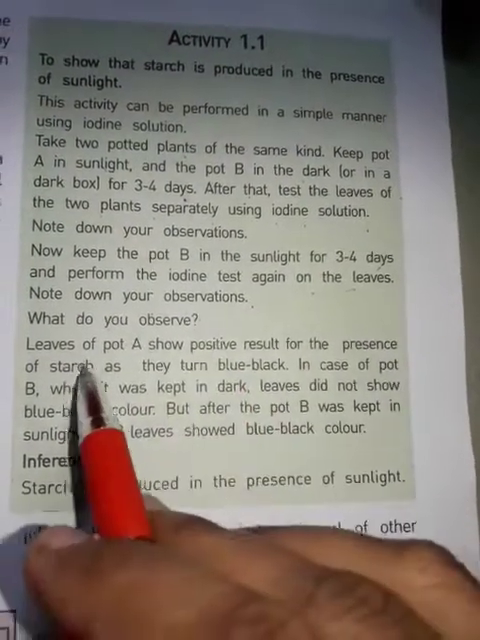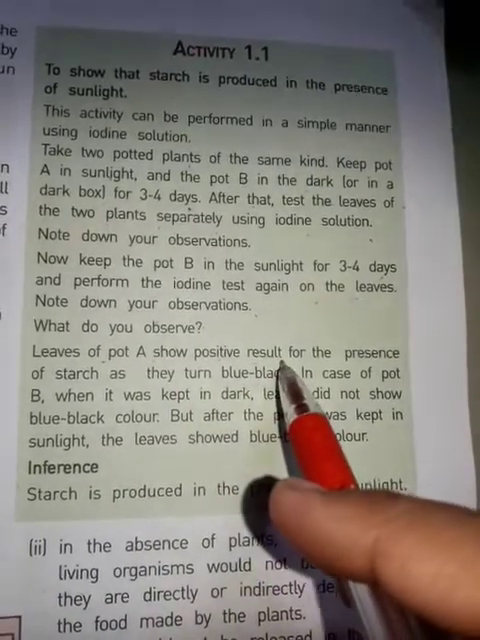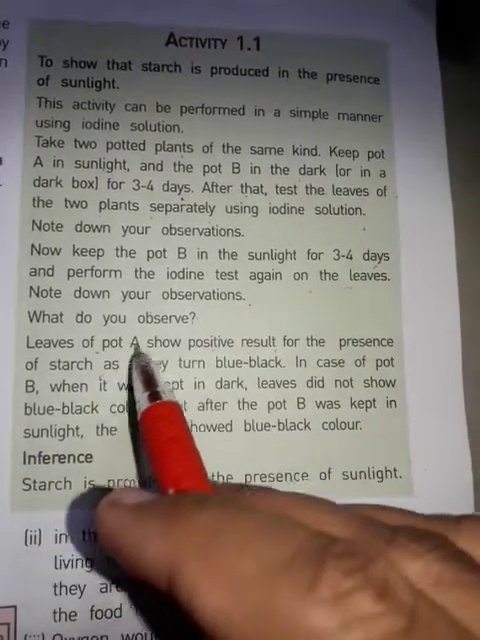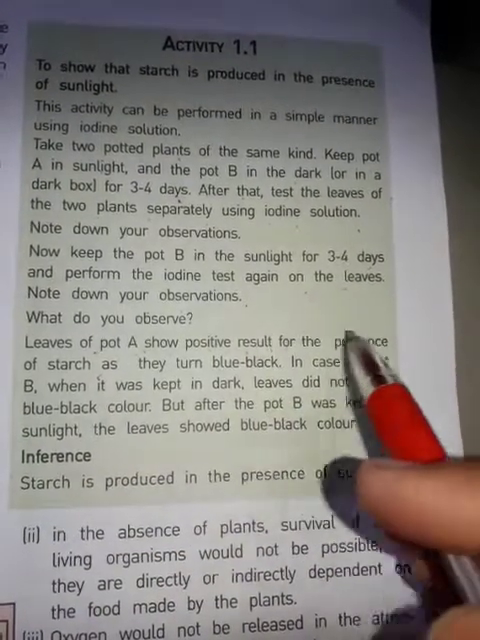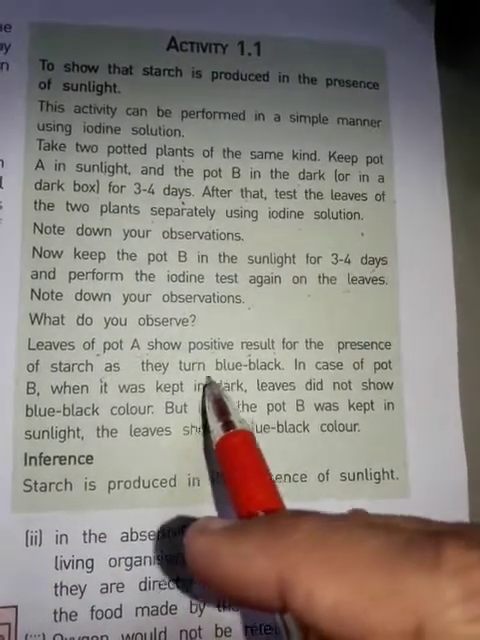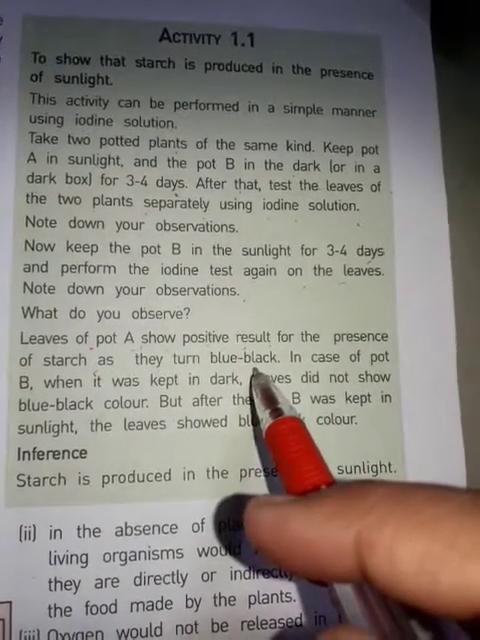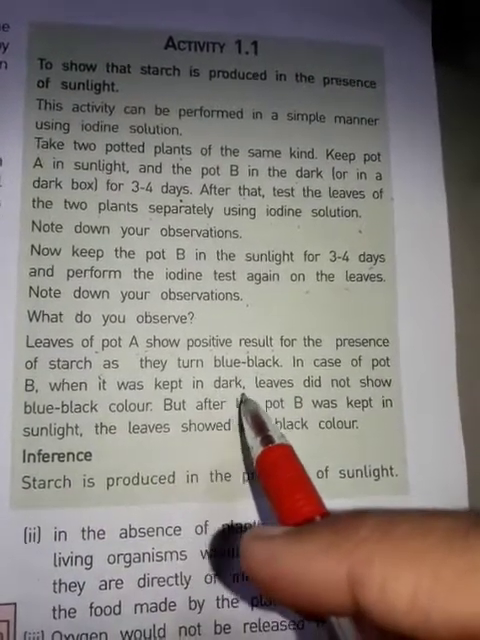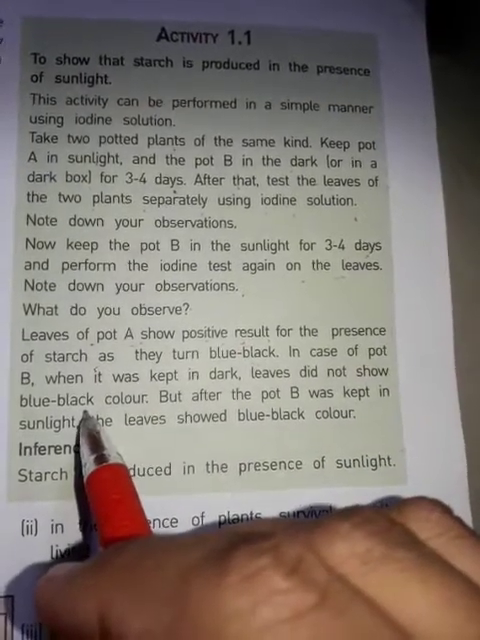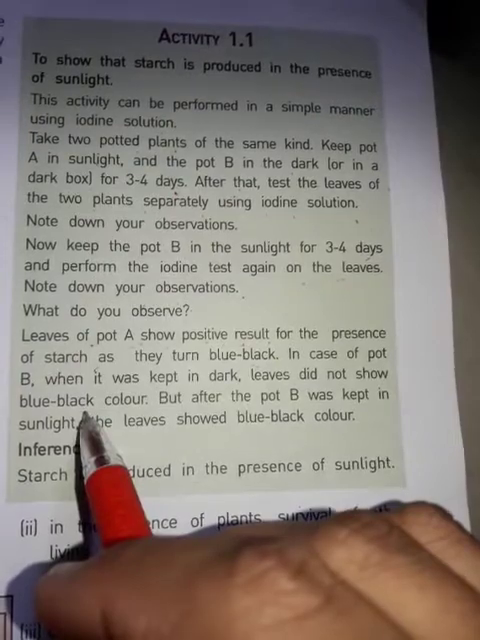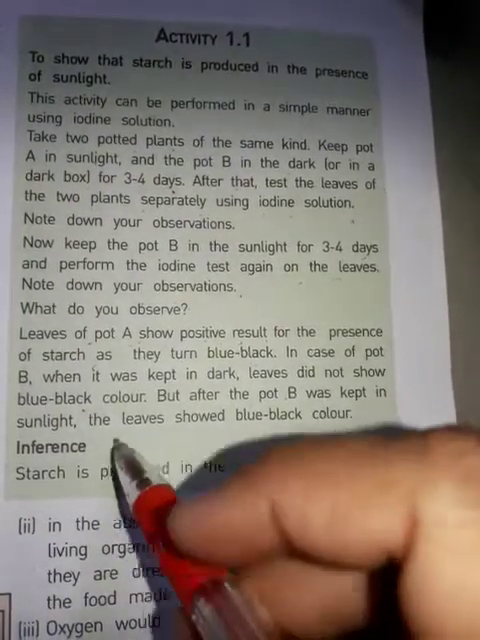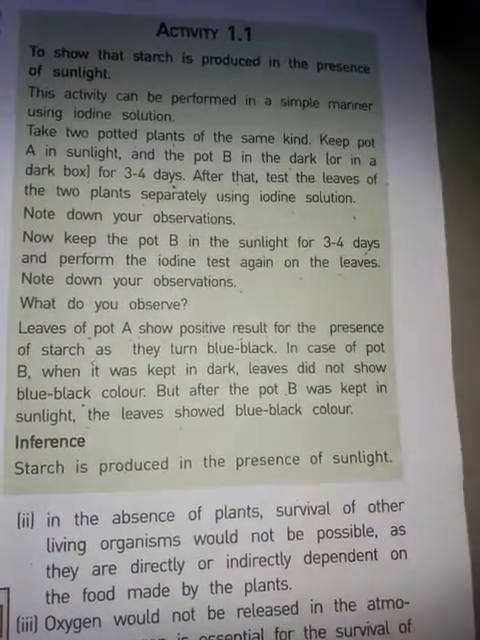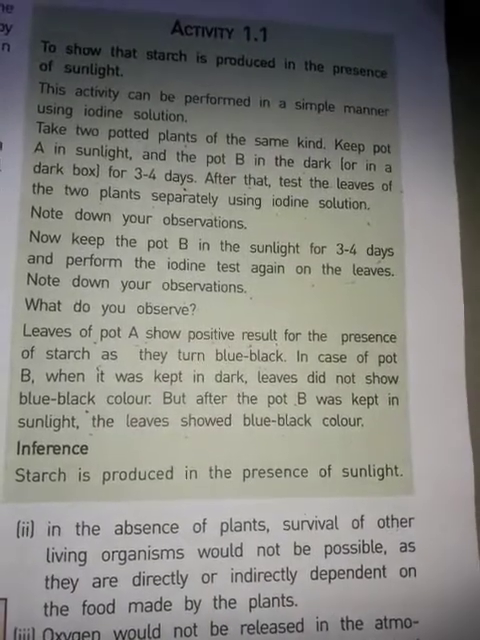What do you observe? Leaves of pot A show a positive result for the presence of starch because it is kept in sunlight, as the leaves turn blue black in color. In the case of pot B, when it was kept in the dark, the leaves did not show blue black color. But after pot B was kept in sunlight, the leaf showed blue black color.